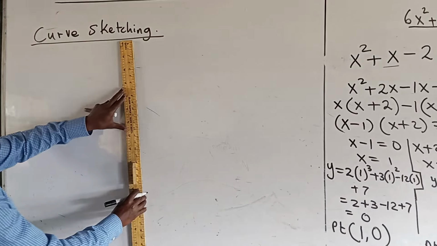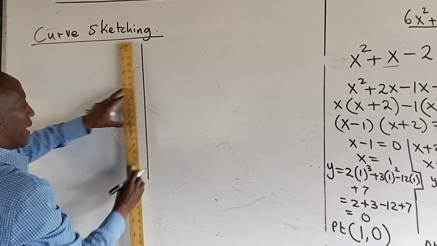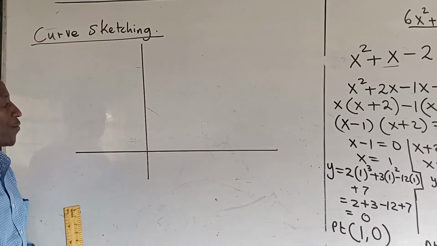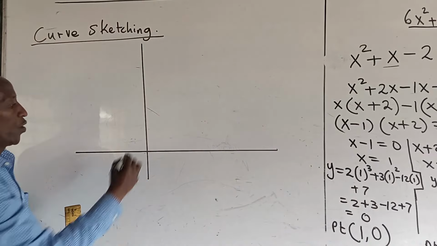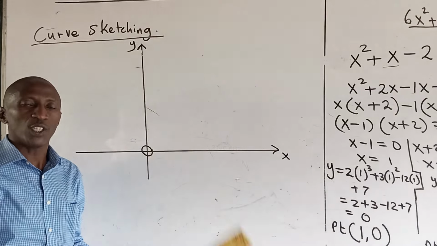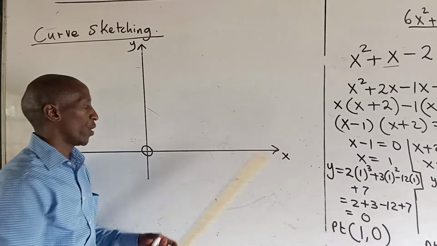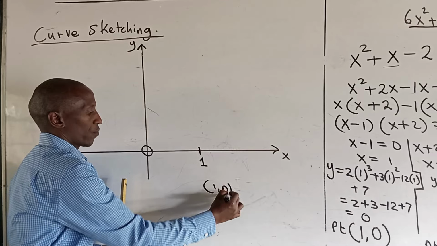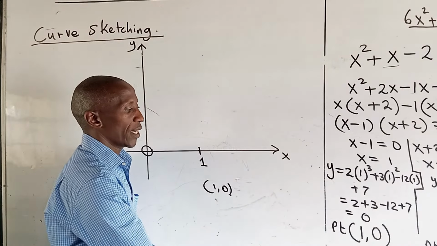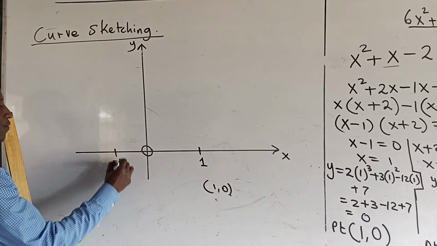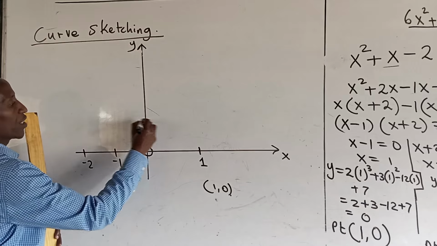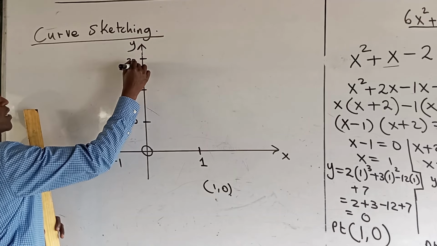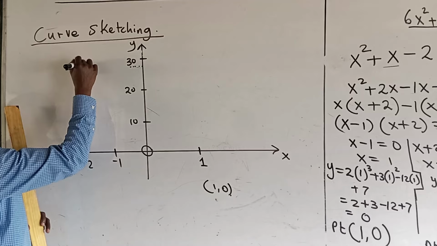So the first thing, we have the axes, both y and x, and we need to show the common zero. This is y, this is x. Then we look at what we require. We require the point 1, 0. We can spread it out and say this is approximately 1, and therefore this will be our 1, 0 point. Then the other one we need is negative 2, 27. So this is negative 1, this is negative 2. We can have graduations of 10, 20, and 30. So approximately 27 would be around here, meeting with negative 2 at this point.